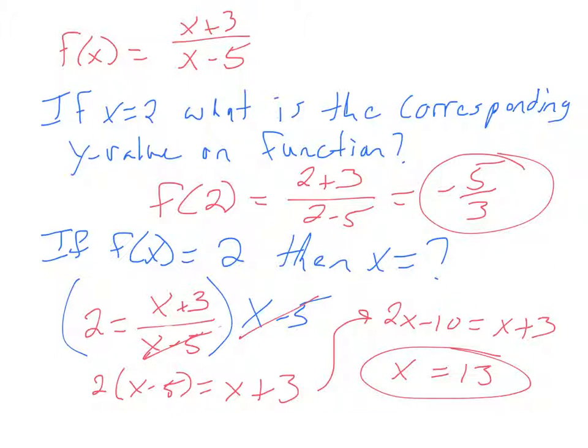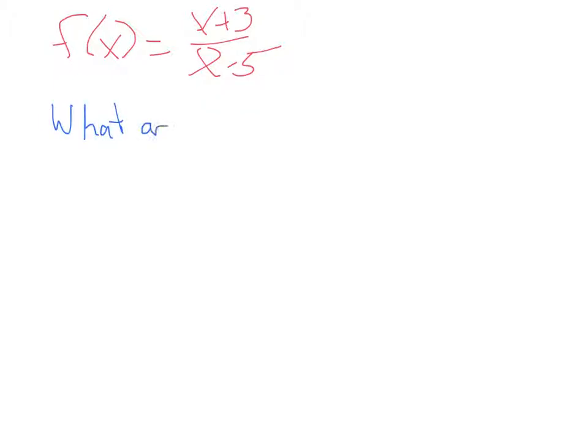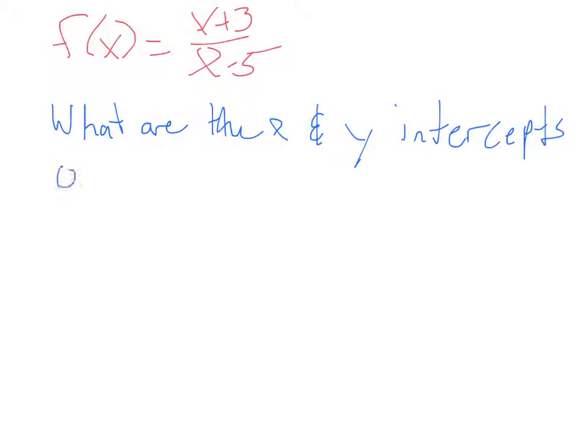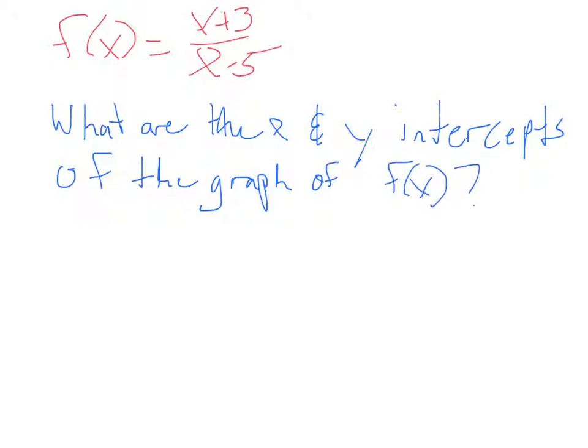All right, let's answer two more questions about this same exact function, questions about the graph of the function. So the function f of x equals (x plus 3) over (x minus 5). Let me ask you this question. What are the x and y intercepts of the graph of f of x? Go ahead and answer me, what are the x and y intercepts of the graph of f of x?